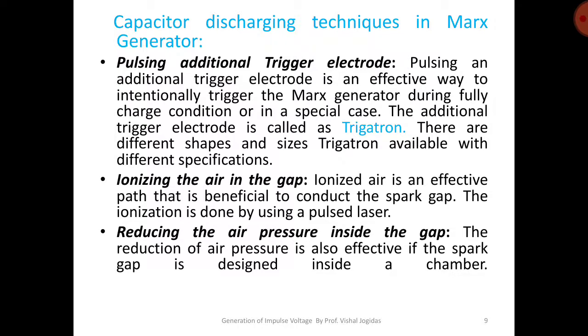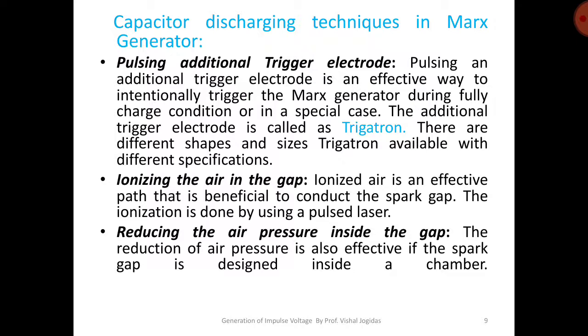Capacitor discharging techniques in the Marx generator. There are some techniques through which we can charge and discharge the capacitors. One is pulsing an additional trigger electrode. Pulsing an additional trigger electrode is an effective way to intentionally trigger the Marx generator during a fully charged condition or in a special case. The additional trigger electrode is called a trigatron. There are different shapes and sizes of trigatron available with different specifications.